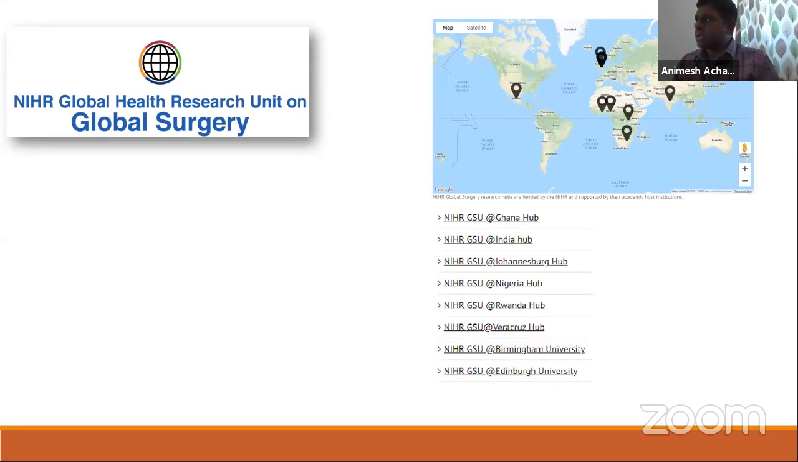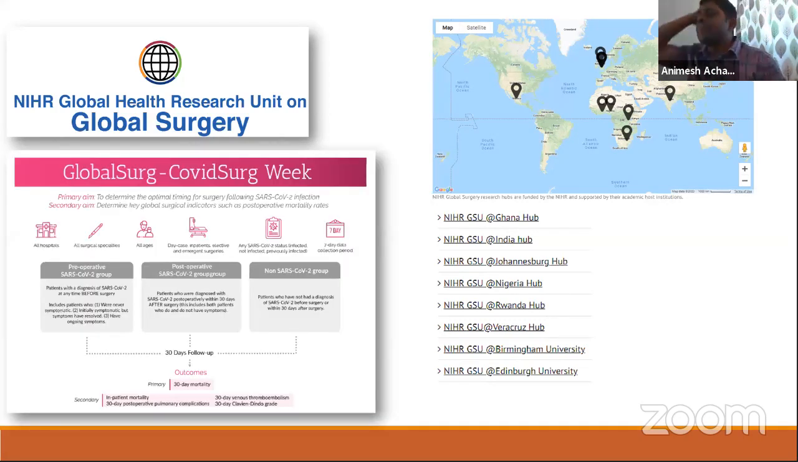Global Surgery is an international effort, and they are all over the world. We have a hub, we call it a hub, and we are focusing mainly on developing countries like Ghana. In India also, in Ludhiana in Punjab, we have a hub. Johannesburg in South Africa, Nigeria, Rwanda, Birmingham, as well as Edinburgh University. So we have many trials in surgery, and they are specialized at the surgery level. Now, what is happening here is from the surgical point of view.